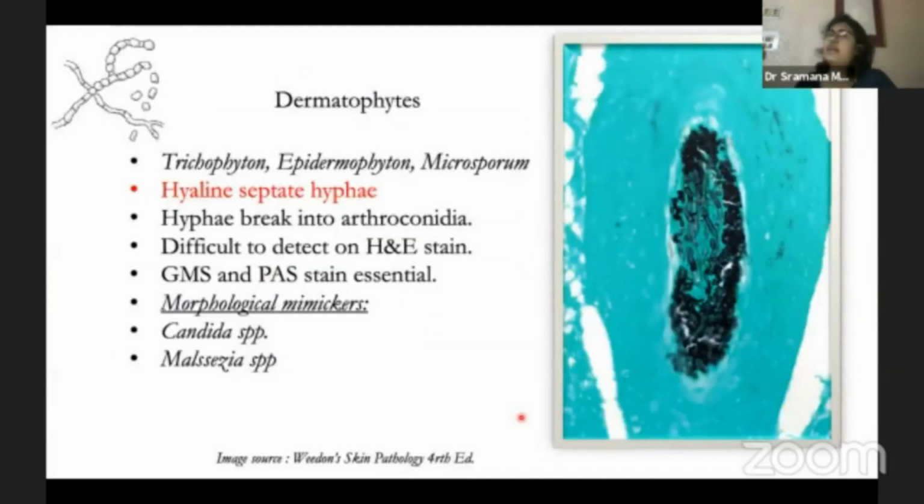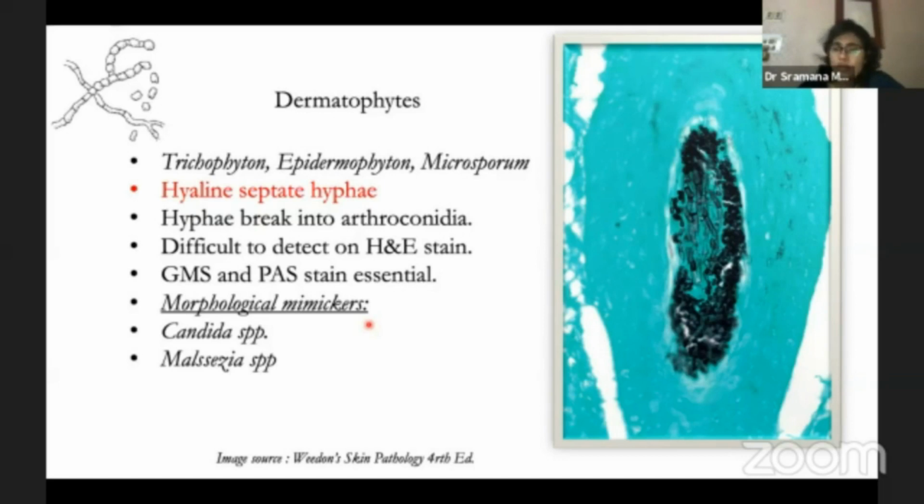Now let us come to the hyaline fungal hyphae and look at what host tissue reaction they produce and how we come to a diagnosis. Now for dermatophytes, this is a Gomori methenamine silver stained picture. You can see the septate fungal hyphae and several arthroconidia. Morphological mimickers are Candida and Malassezia. Now these are yeasts.